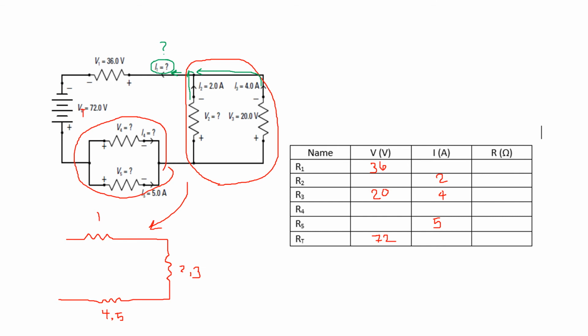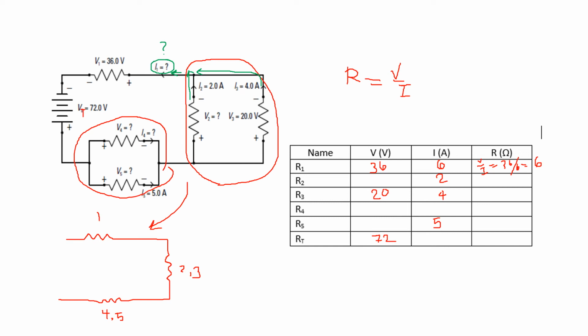So 4 amps is coming here, 2 amps is coming here. Therefore, I1 will be 2 plus 4, and 2 plus 4 is 6. So my I1 is 6 amps. Here, immediately I have the ability to solve for R1, because R is equal to V divided by I. So now my R1, V divided by I, will be equal to 36 divided by 6. That's going to be 6 ohms. So R1 is solved and done.